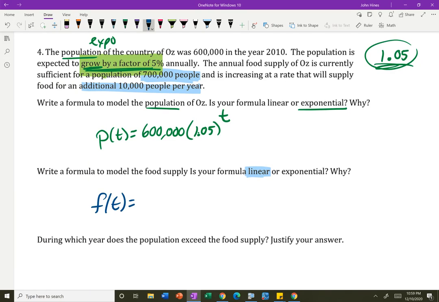So this is going to be y equals mx plus b. What's my rate of change, my slope? Well, it's 10,000 every year. And I started at 700,000 people I could feed. So there's my food supply formula. So my population's growing exponentially. My food supply is growing linearly.